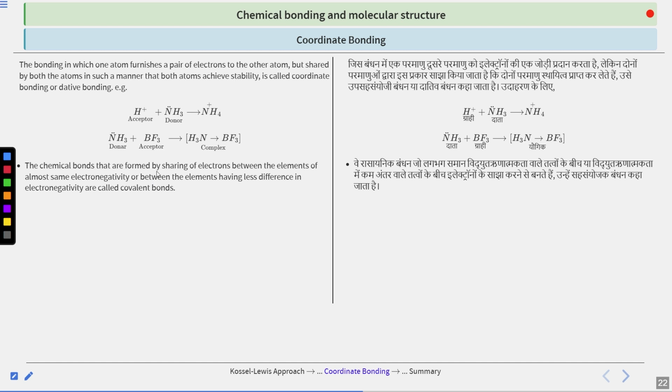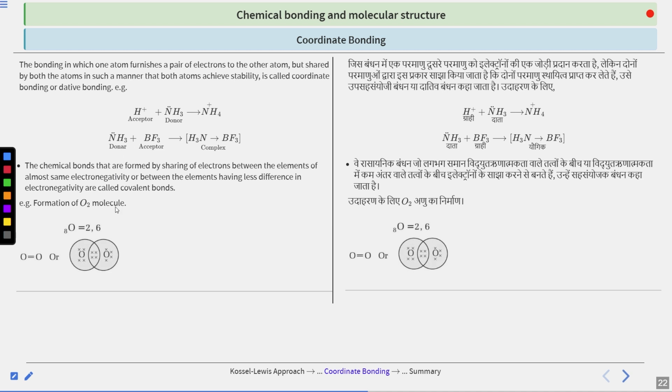Now the chemical bond that is formed by the sharing of electrons between elements of the same electronegativity, or between elements having less difference in electronegativity, is called a covalent bond. For example, the O2 molecule. So this is an example of a covalent bond.